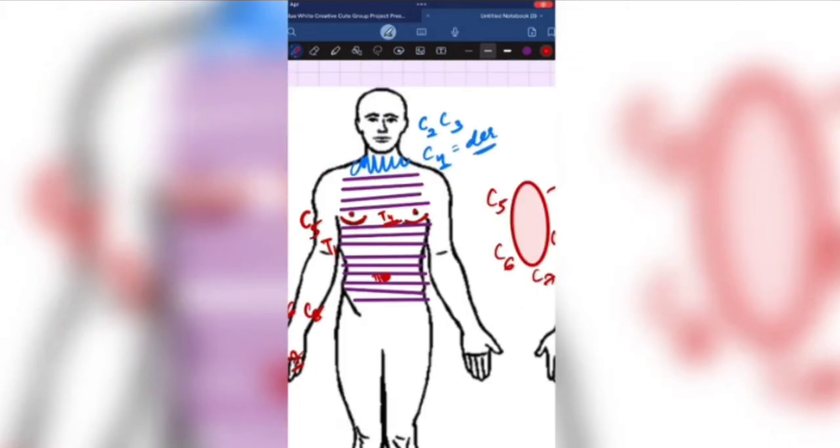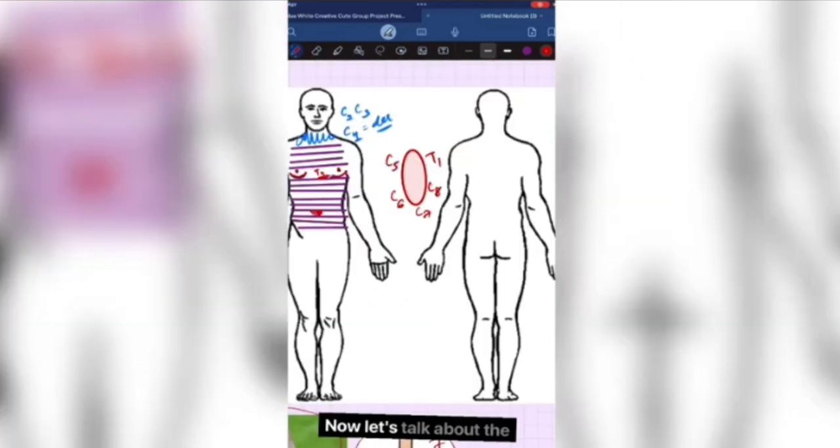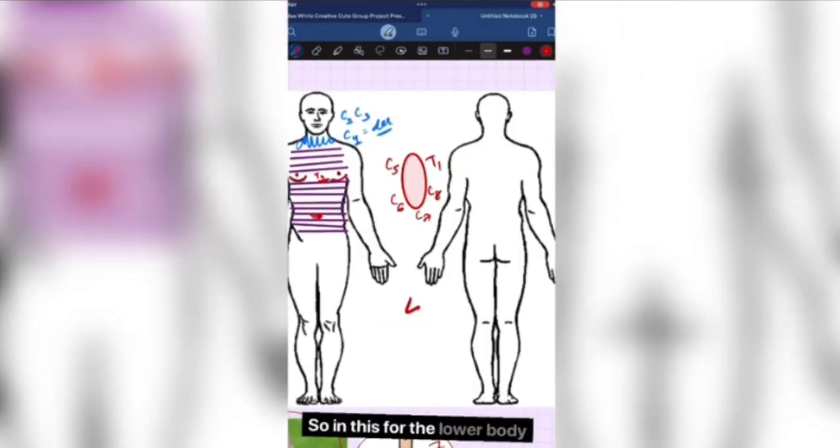We are completely done with the upper body. Now let's talk about the lower body. So for the lower body, we're going to mainly deal with lumbar, sacral and coccygeal vertebrae.